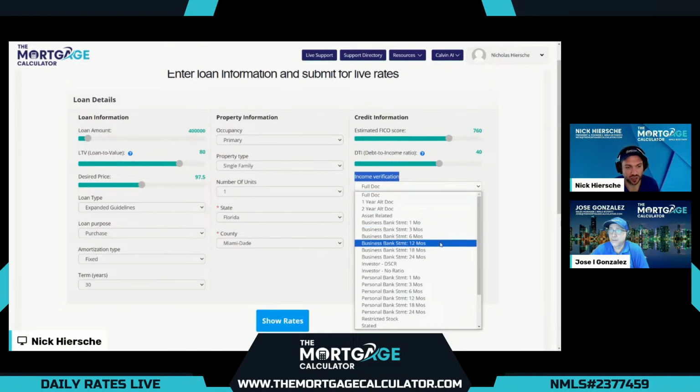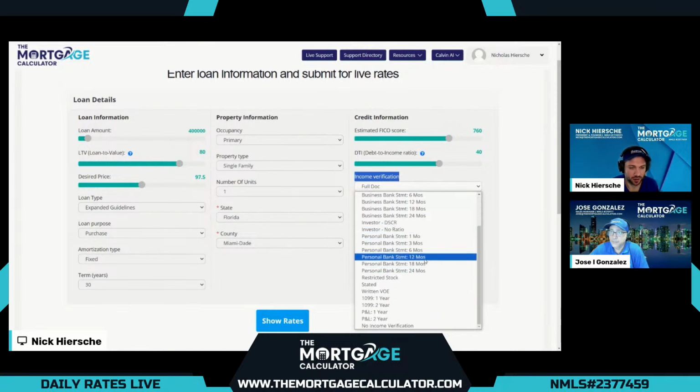We have asset-related options, business bank statement options, and the investor programs are just for investment properties. We'll pull that up shortly. Personal bank statement 12-month is what we use for the demo here. That's the most popular for primary home. We also have RSU, stated income, VOE, 1099, P&L, and no income CDFI.